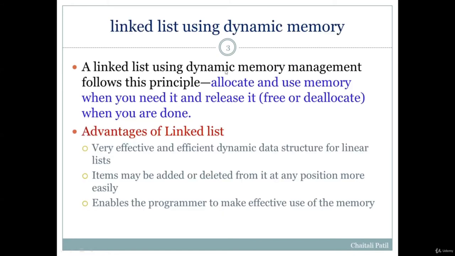Linked list is a dynamic data structure. A linked list uses dynamic memory management on the following principle: allocate and use memory when you need it, and release or free the memory when you are done. So the advantages of linked list are: it is a very effective and efficient dynamic data structure for linear list. Items may be added or deleted from it at any position more easily at runtime, and it enables the programmer to make effective use of memory.